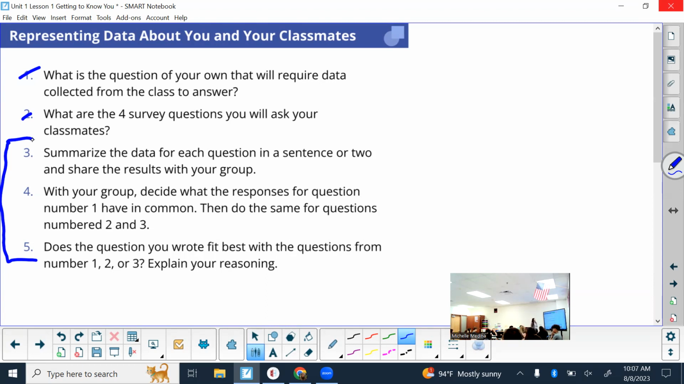Then in your groups, you will decide what each question has in common. So for question 1, what did your responses for that number 1 question have in common? Then you'll do that for question 2. Look at your responses, see what they have in common. And then you'll do that for 3. All right, so any questions? Really, you're just doing the first 2 that are on the back of your paper right now. All right, so look at your data with your group. Find some common things about those responses. Write them in a really short sentence for 1, 2, and 3.